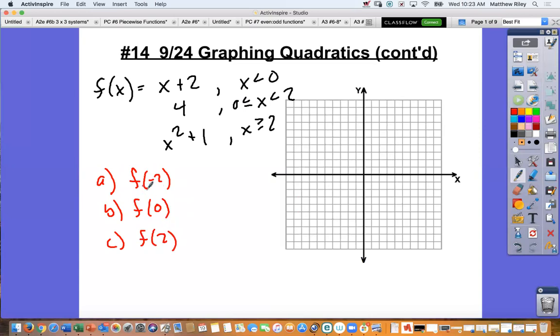So this says, what's the value of my function when x is -2? Which equation do I use if x is -2? The top one, the middle one, or the bottom one? Top one. So when x is -2, I use the top one for any values where x is less than 0. Because x is -2, which is less than 0, I plug it in here: -2 plus 2, and my answer is 0.